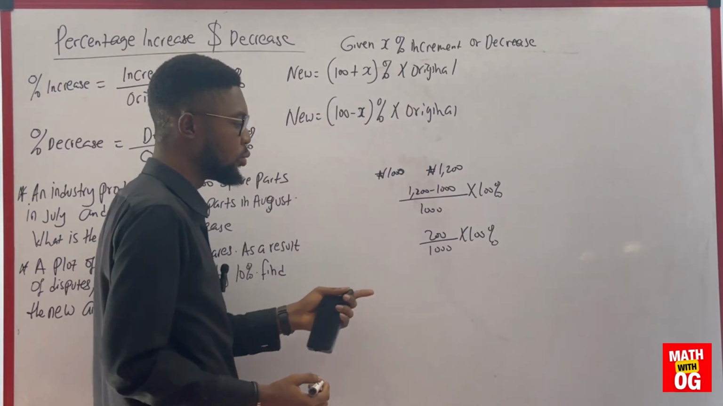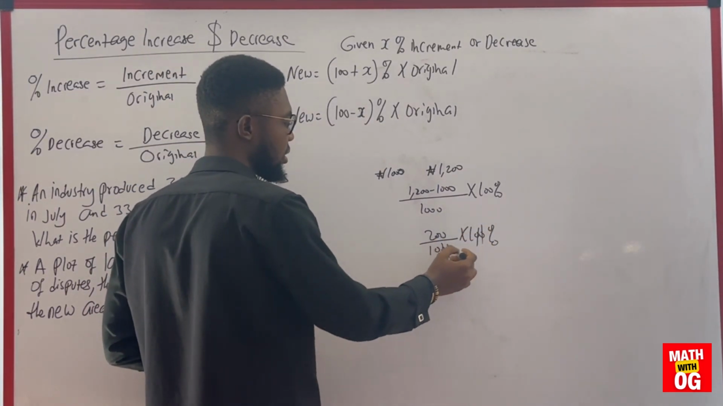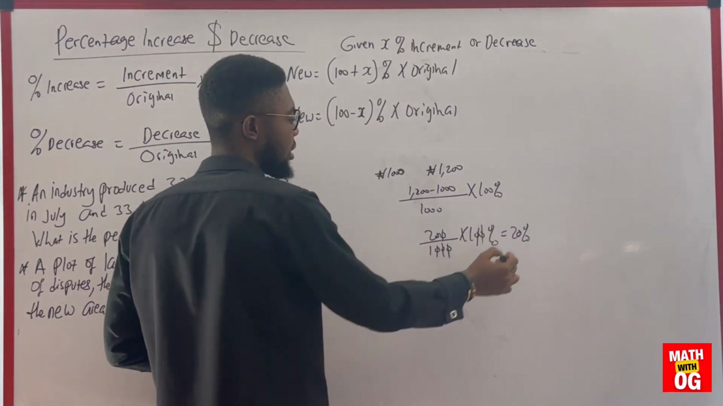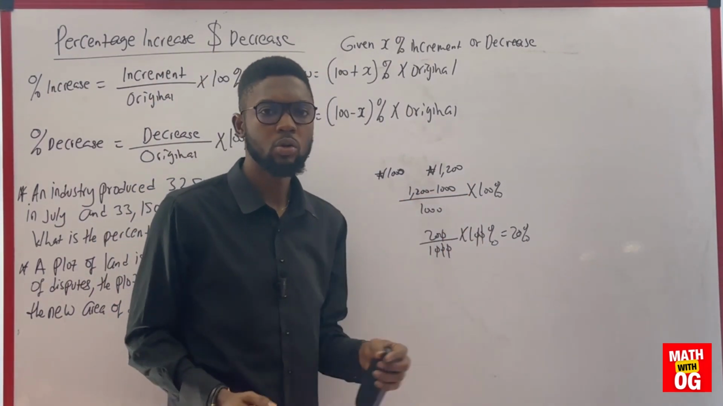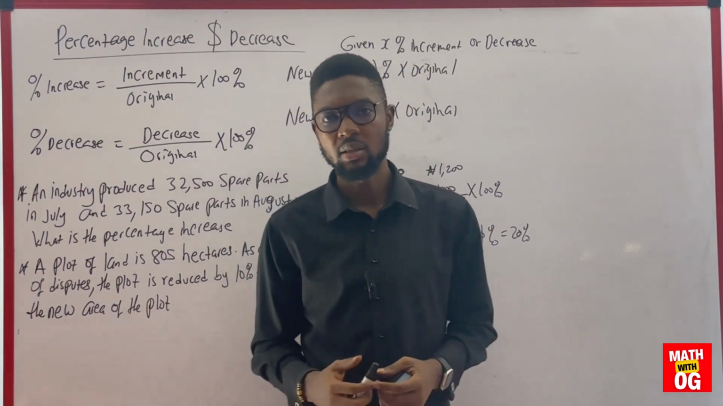Now, I believe that you know that zeros can cancel out. 0 cancel 0, 0 cancel 0, and 0 cancel 0. So this will give us 20%. So a salary increasing from 1,000 to 1,200 is simply an increase by 20%.